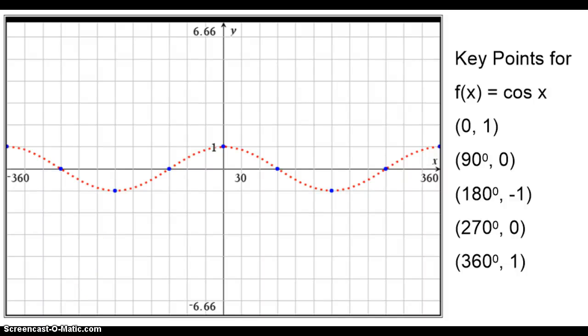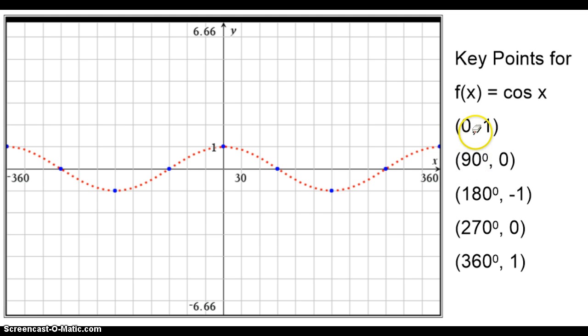This video will explain how to create the sketch for the function in question number 3 in the Minds On. First of all, we need to be familiar with the 5 key points for cosine. They are listed here on the right. We have a graph of cos here.